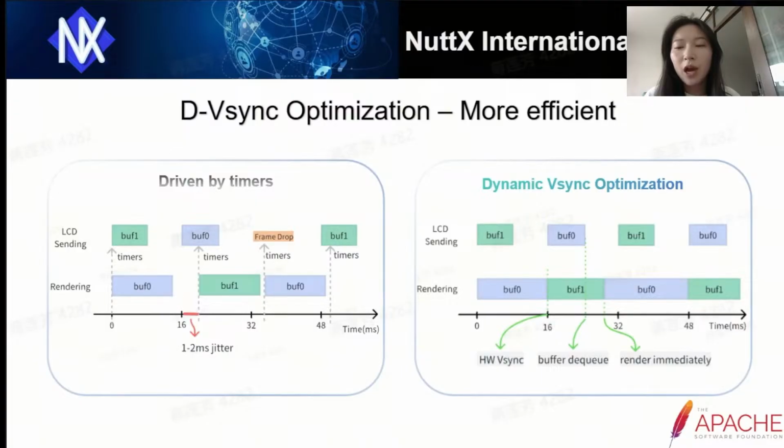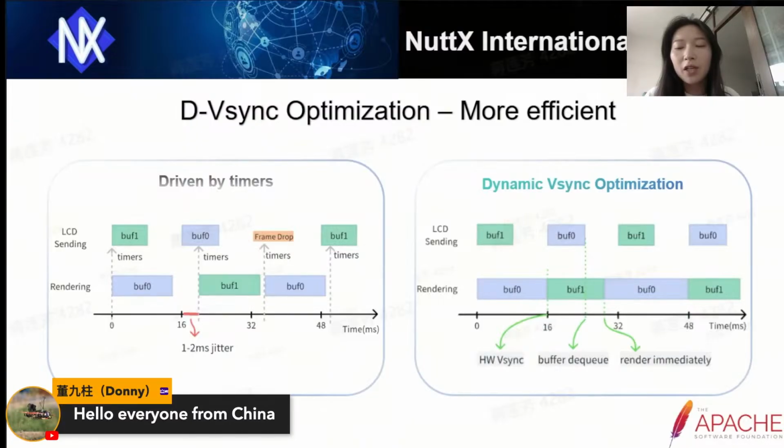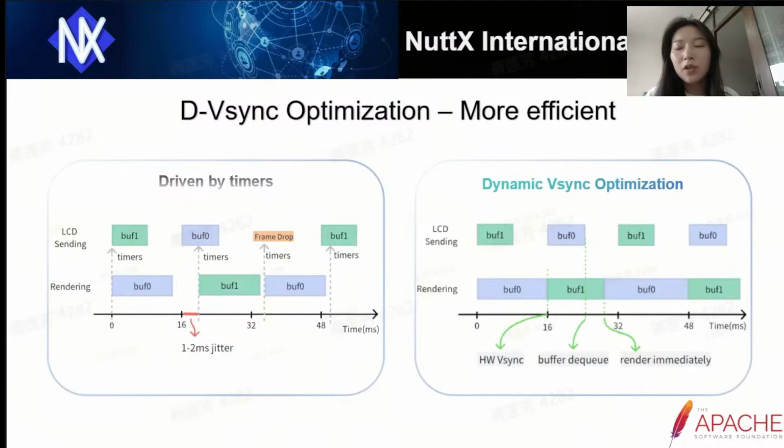On the right, we have the de-vsync optimization. When the hardware vsync signal comes in, it actively notifies the renderer while polling. Once notified, the renderer starts rendering buff1. Meanwhile, once transmission is complete, the LCD removes the buffer buff0 from the queue and again notifies the renderer. As soon as the renderer becomes idle, it immediately starts rendering the next frame, buff0. This way, buff0 gains actual rendering time, which improves rendering efficiency.